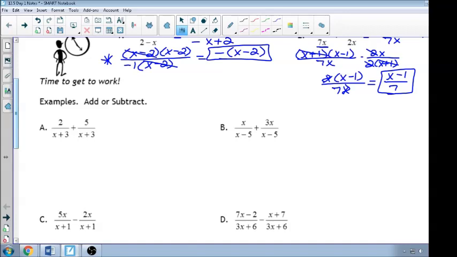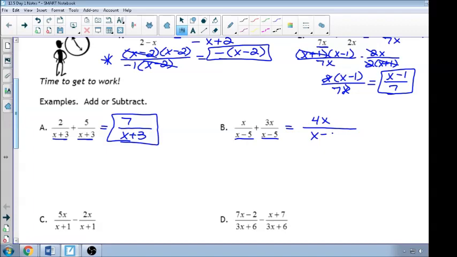The first thing I'm going to look at is, are my denominators the same? So I have x plus 3 and x plus 3, meaning my denominators are the same. So I'm going to add the 2 plus the 5 to make 7 over my like denominator, which is just x plus 3. And I'm actually done there. Okay? On to B, are my denominators the same? x minus 5 and x minus 5 are the same, meaning I can add x plus 3x, which is just 4x, over x minus 5.